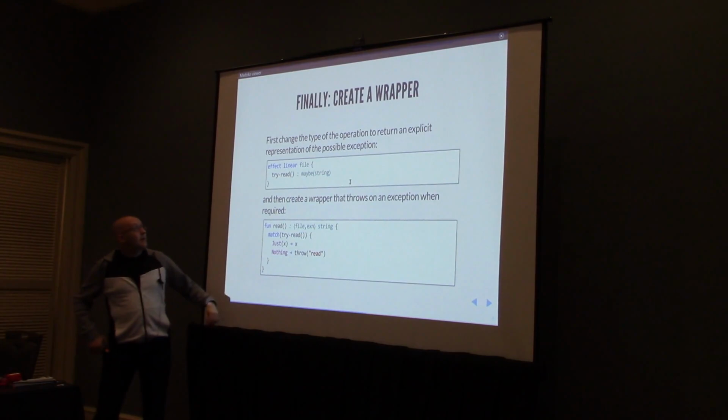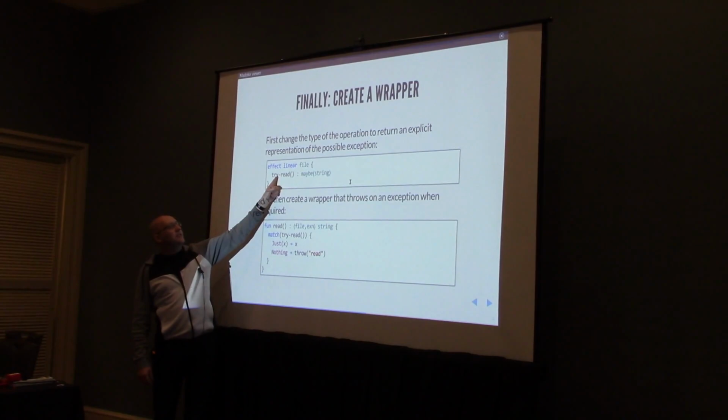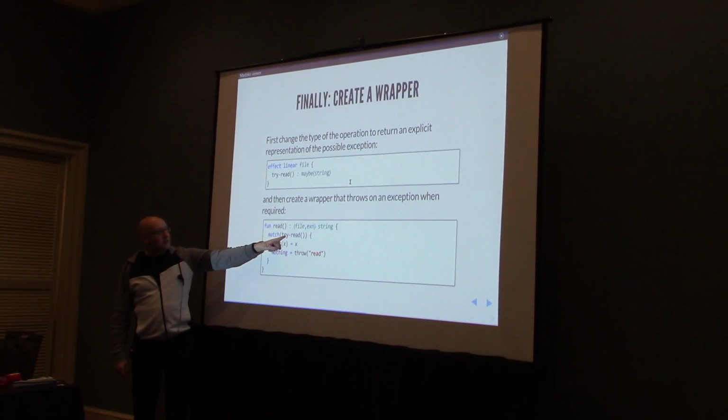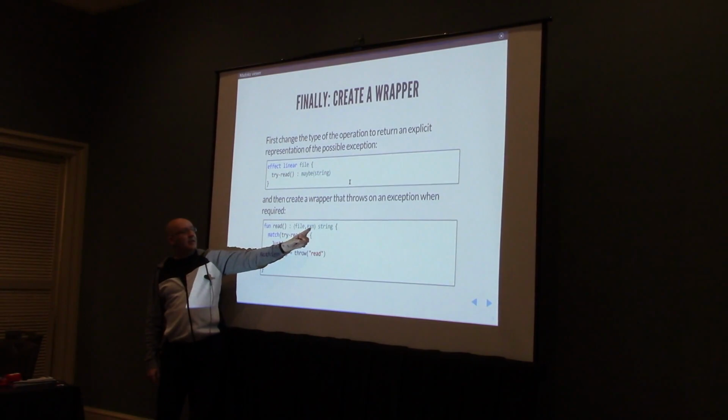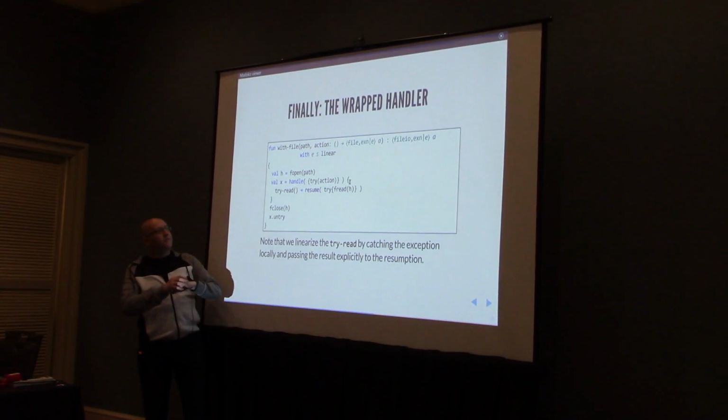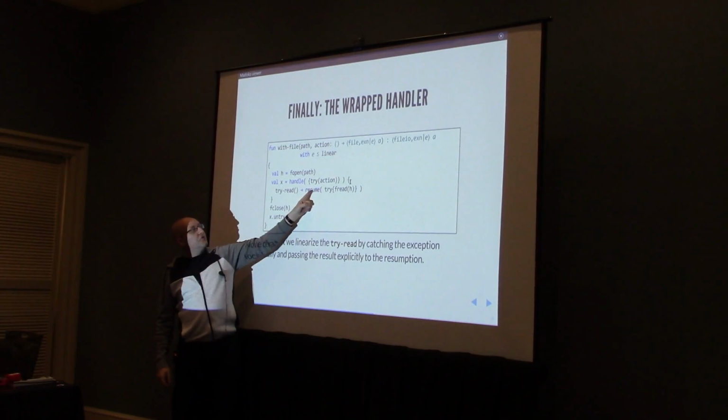So what you can do is change your file interface a bit by saying, well, I can try reading, and maybe I succeed with a string. And you write a little wrapper here that says read is now just try read, and it will throw if things go wrong. It's another exception effect in there. And then in your handler, you have to explicitly handle those effects. So you do your action in a try. So if the action throws any exception, it's fine. We're going to catch it, and we resume by a try over the read. So that converted to a main value.